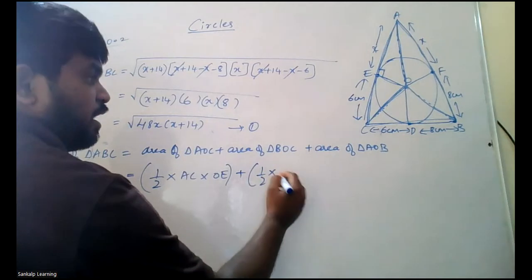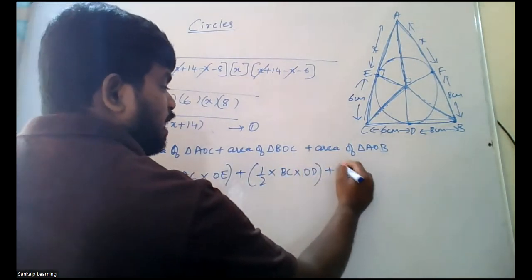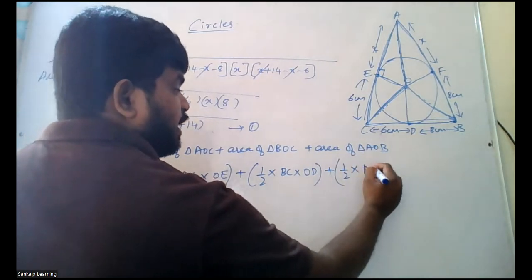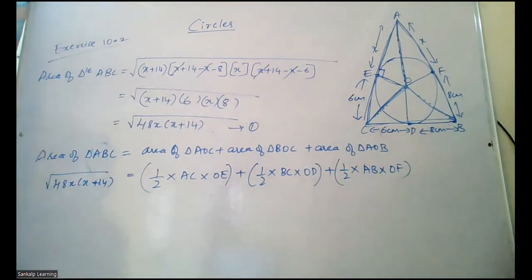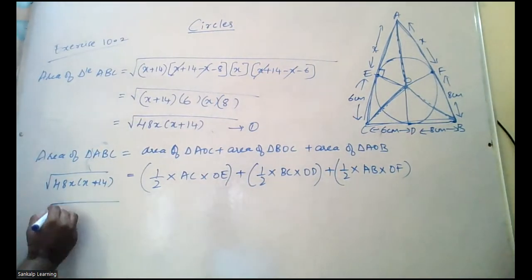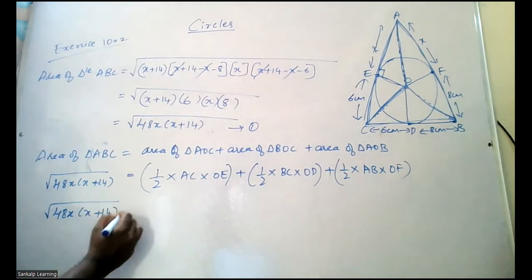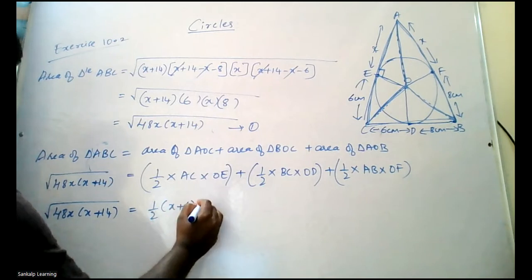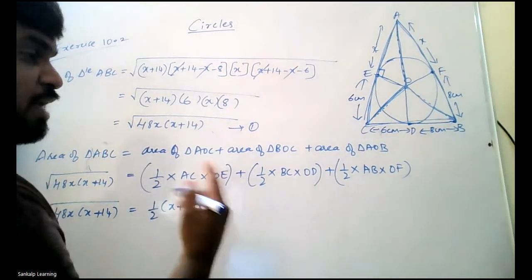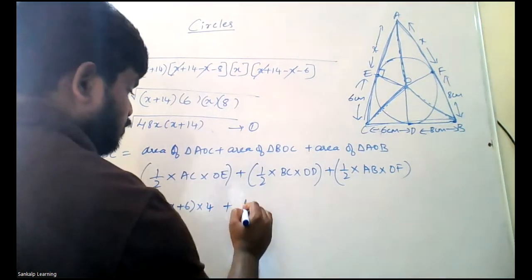Similarly, half in triangle BOC, BC is the base, OD is the height. Similarly, half in triangle AOB, AB is the base. You can guess it, OF is the height. Therefore, root of 48x into x plus 14 equals half. AC value is x plus 6. OE value, OE is the radius, so I can take it as 4 because the radius of the circle is given as 4.